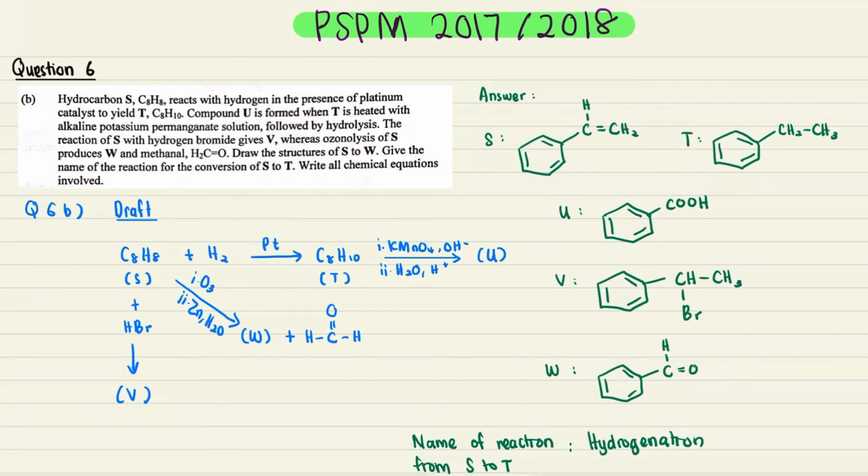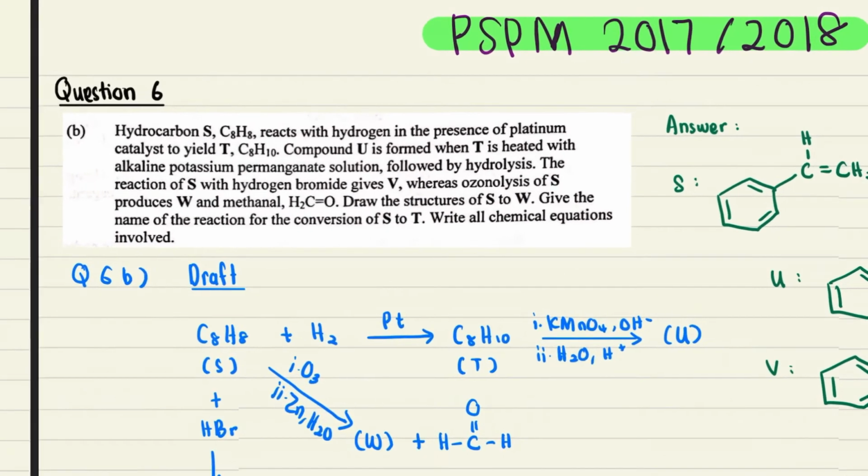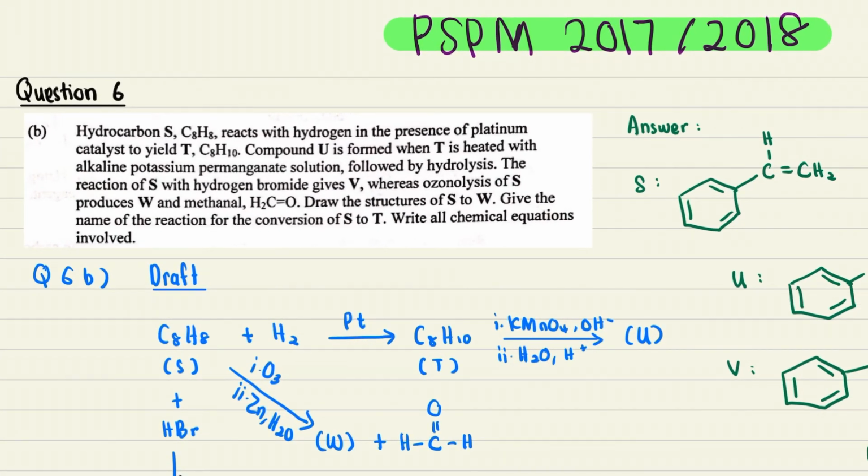Okay, so next question 6B. Okay, 6B soalan dia panjang sikit. So kita baca dan buat draft dia. Okay, so hydrocarbon SC8H8.